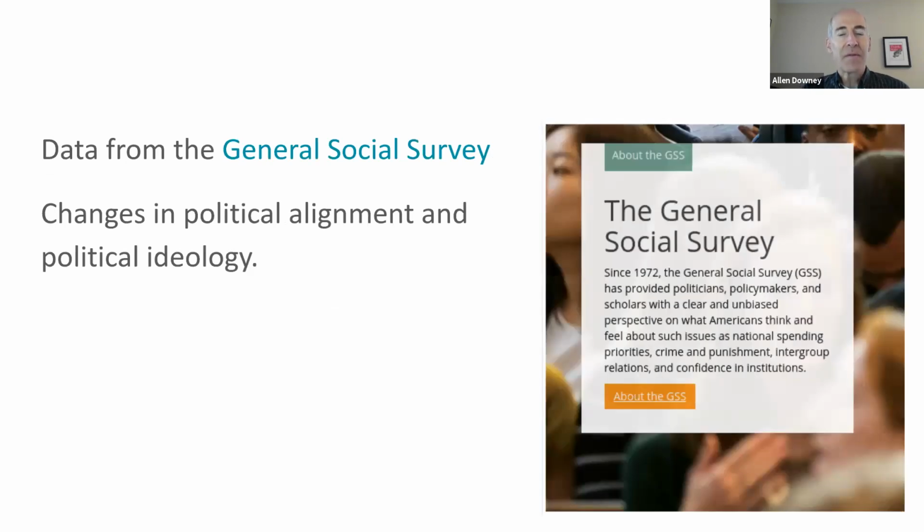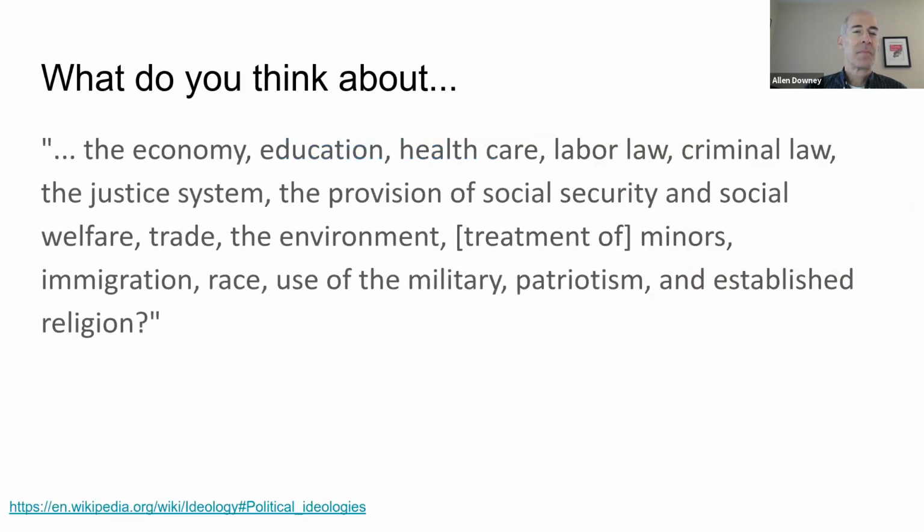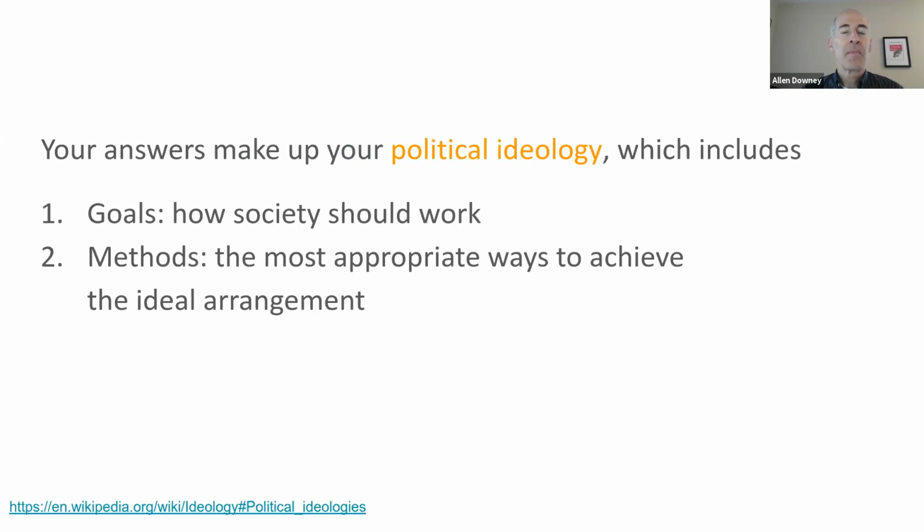We'll be working with data from the General Social Survey, and it includes material about political alignment and political ideology. What I mean by political ideology is the things that you think about these topics: economics, education, healthcare, labor, criminal law, and so on. Your answers, your attitudes about all of those things make up your political ideology, which includes both how you think society should work and what the methods are that you think can achieve an ideal arrangement. And that's how the Wikipedia page describes that.